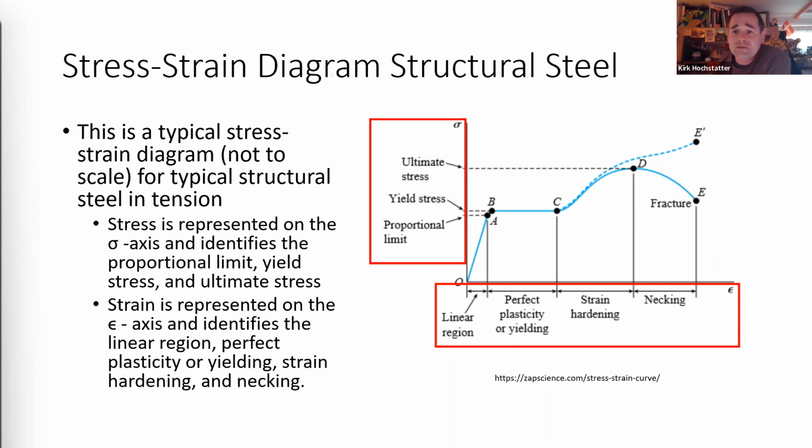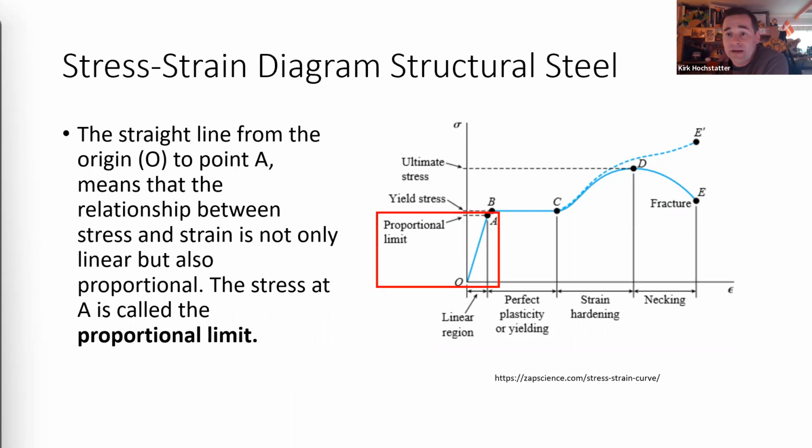This is a typical stress-strain diagram for structural steel, and we will use this graph to help understand the mechanical properties of materials. The sigma axis represents the stress that is applied to the test specimen and identifies the proportional limit, yield stress, and ultimate stress. The epsilon axis represents the strain that occurs with the test specimen and identifies regions including the perfect plasticity of yielding, strain hardening, and necking that has occurred.